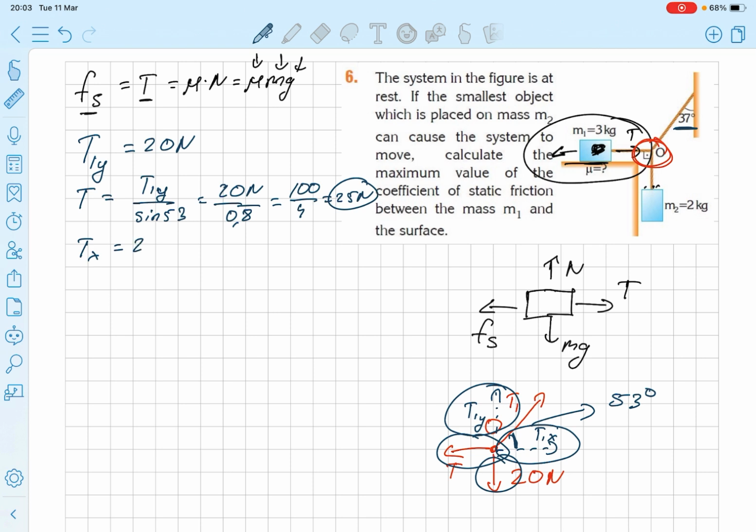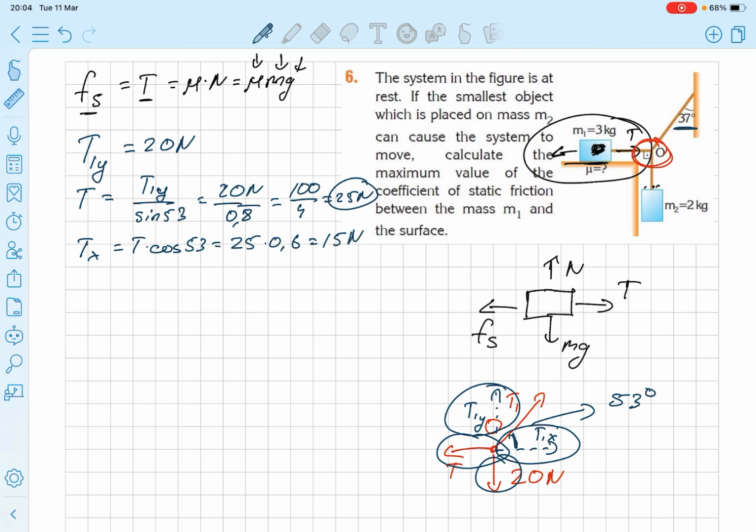Tension 1 by x is equal to tension 1 times cosine of 53, yeah? So it is 25 times 0.6. Just a second, let me calculate it. So it is equal to 15 newtons.